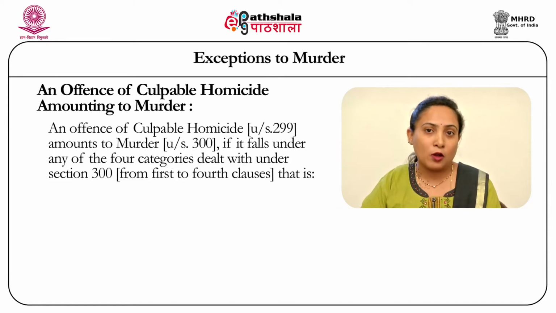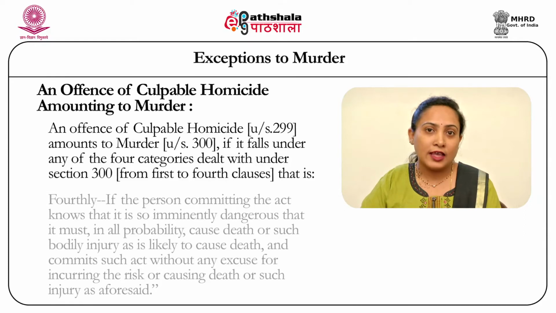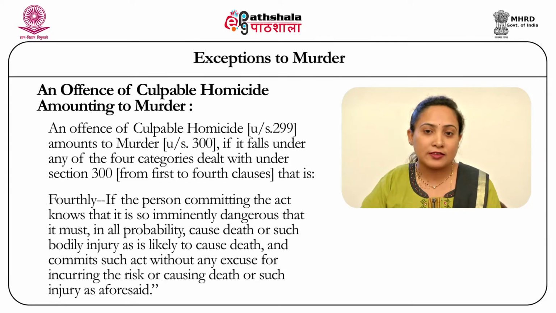The last clause of section 300 says that if a person commits an offence of murder by way of causing that imminently dangerous injury which he knows will in all probability result in the death of the victim, he is again committing an offence of murder. Now if any one of these 4 clauses mentioned in section 300 is present in a case scenario, the offence is generally considered the offence of murder, that is, culpable homicide amounting to murder.